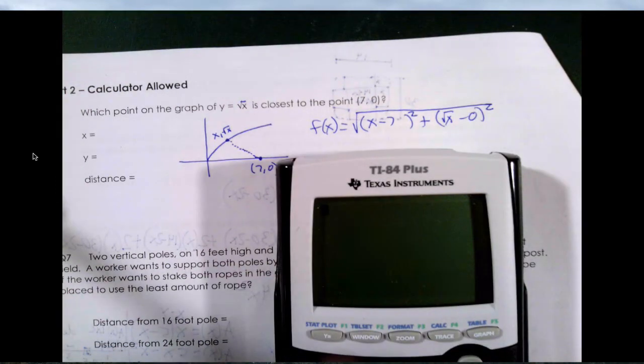Let's see what we have when we actually graph it. Okay, so radical, parentheses x minus 7 squared, okay, plus parentheses square root of x, go outside of it, minus 0, which doesn't really do anything, quantity squared. All right, so all of that should be inside of the square root. All right, so let's just see what that looks like. Just make sure we did it right. Just got that, and minus 0 squared. Okay, got it.